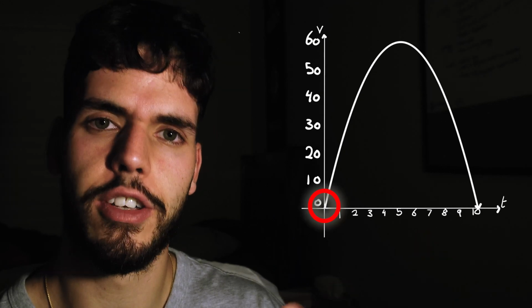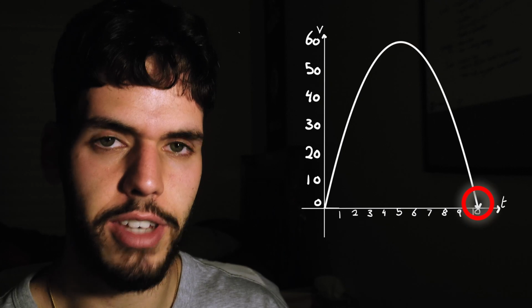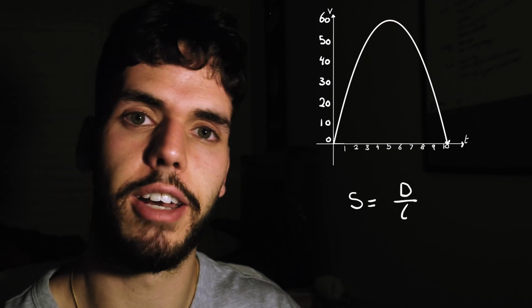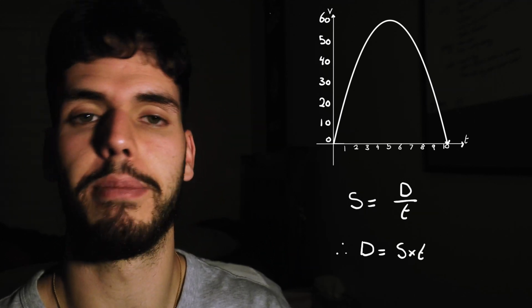And let's say it looks something like this. Let's say it started off at 0 meters per second and then went up to 60 meters per second, back down to 0 meters per second. Mathematically, remember, speed is just distance divided by time. So rearranging, distance is speed multiplied by time.